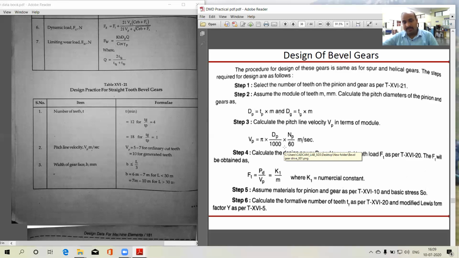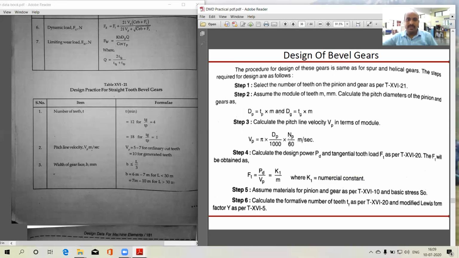Basically the formula for calculating the VP is pi dn by 60. If you are taking the diameter in mm, you just divide the term by 1000, so that it will be converted to meters and VP in meters per second. So in this term we have DP in the form of module. So the final VP, that is the pitch line velocity, is in terms of module. So here we are not getting the value of VP directly in meters per second. This VP is in the form of module.